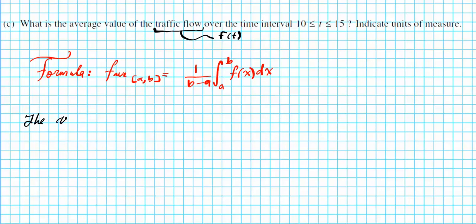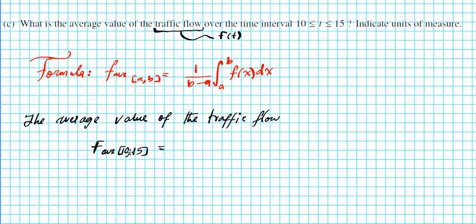The average value of the traffic flow, which is uppercase F average, from 10 to 15. So in this case, a is 10 and b is 15, okay?